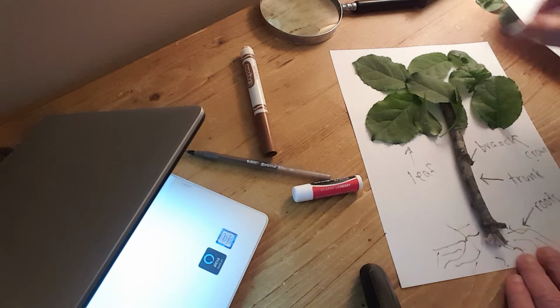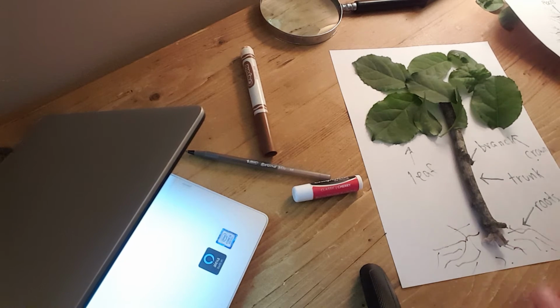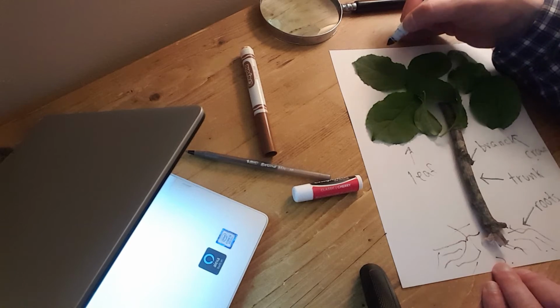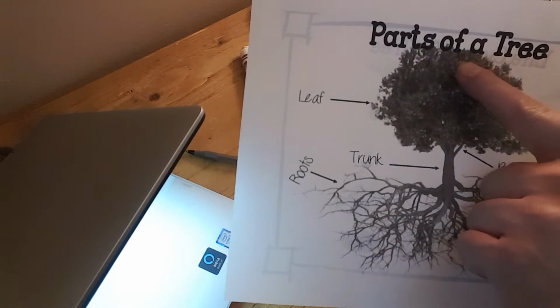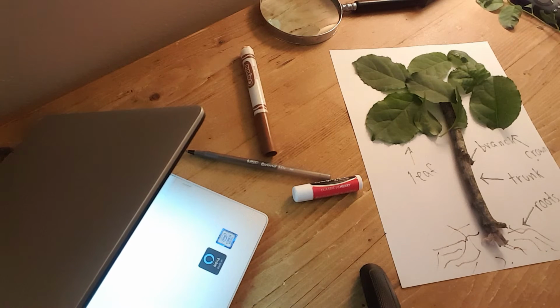And then, you know, we know this whole area up here is the crown. And then I could label it up across the top, and I'm not going to write the whole thing there, but I could say parts of a tree. Okay? So that would be one example of how you can do that.